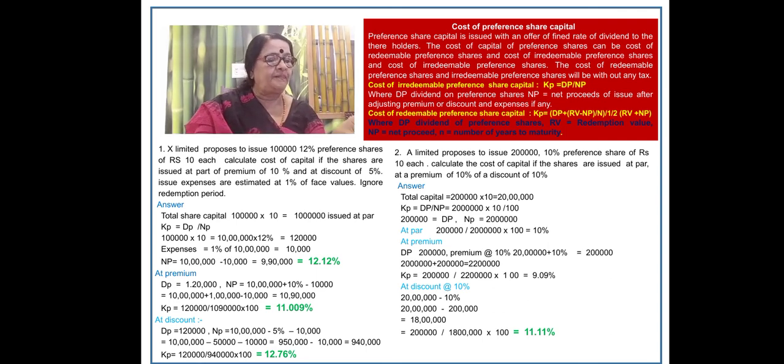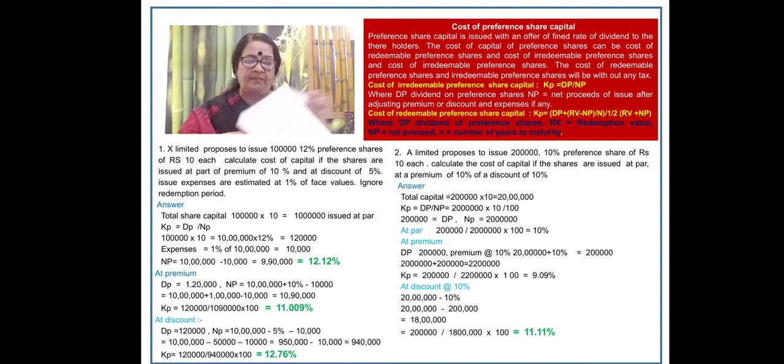And the next problem, the same problem is repeated here. Fourth problem, same pattern, no change at all. Same pattern is continuing. So you can see the PowerPoint, the same problem.